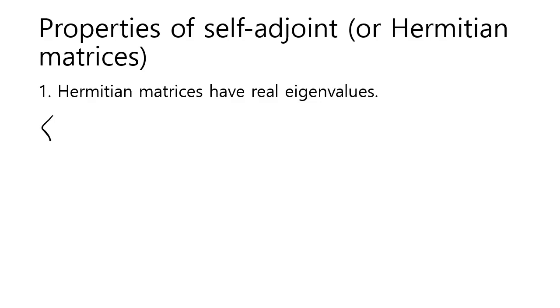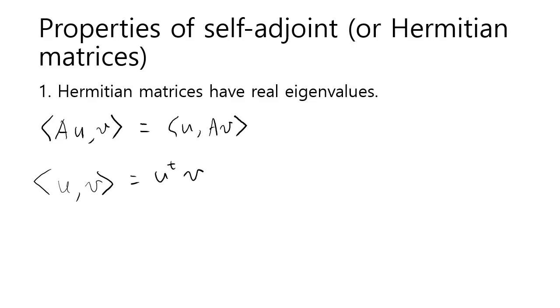Before we go on, I want to recap what Hermitian matrices are. These are matrices such that if you have an inner product of two vectors, then applying A on one side is the same as applying A on the other side. If this is true, we say A is Hermitian. Well, what is this inner product? Usually we're talking about U transpose V bar, but it doesn't have to be that.